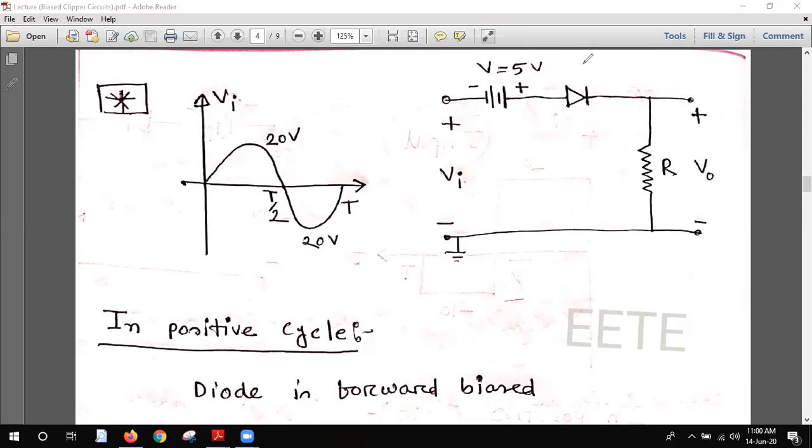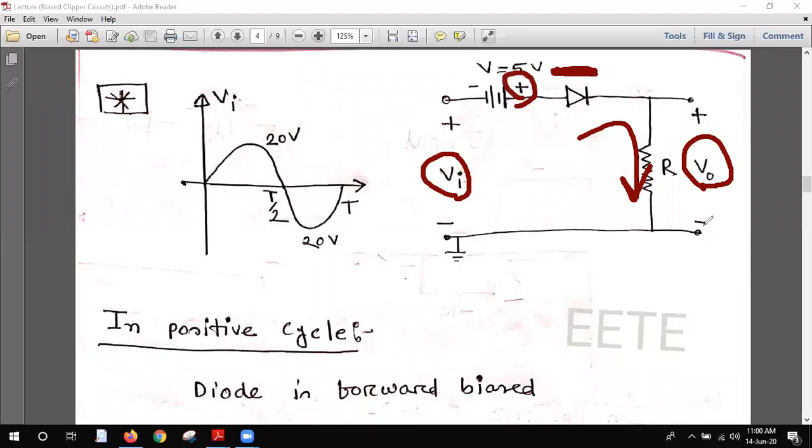When it is forward biased, we all know that the current will flow, and as it is an ideal diode, this will be just like a shorted line. So the current will flow in this resistance also, and we will get the output across the resistance, and this is our output voltage that is denoted. At the very beginning we can definitely apply the KVL. When you apply the KVL, it will be plus Vi plus 5 volt minus V output.